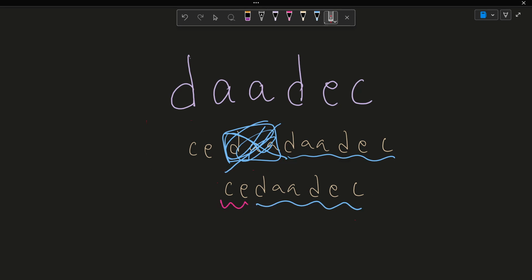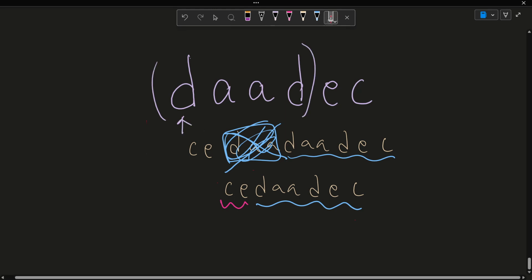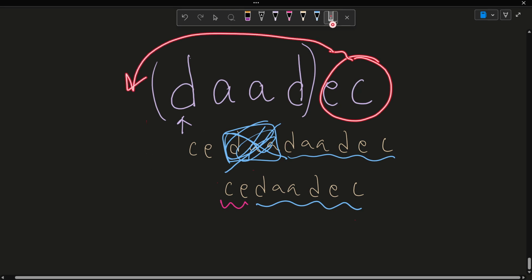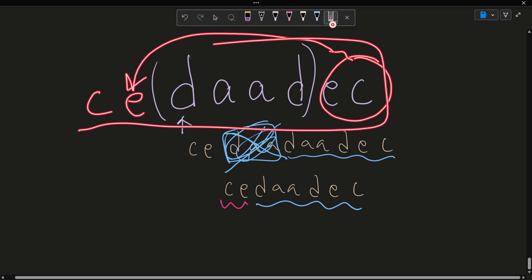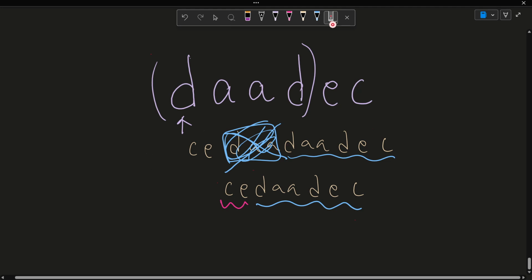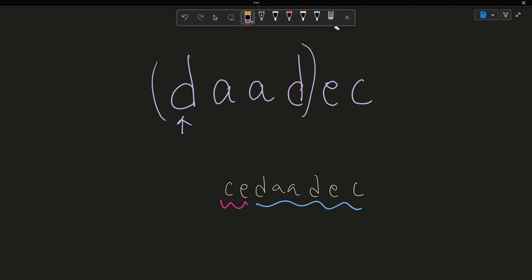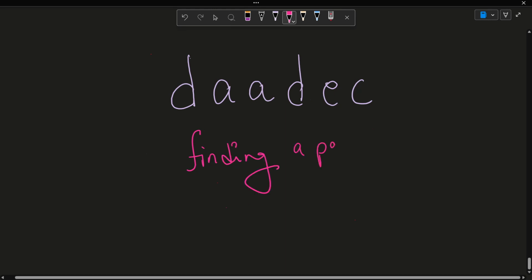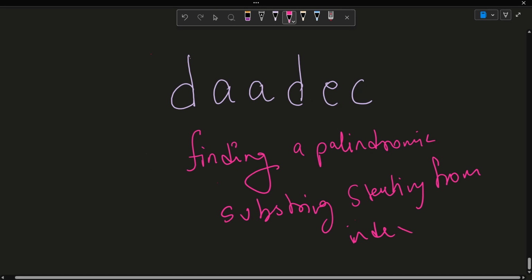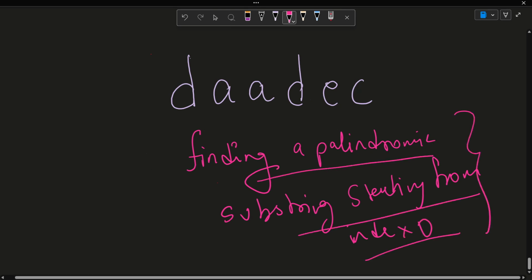So the idea, as in the test cases as well, is to find a substring which is a palindrome starting from the first character, and you take the remaining portion of the string, reverse it and append it in the front of this string, and that would be your solution. So our question now boils down to finding a palindromic substring starting from index 0. So this is your problem now.